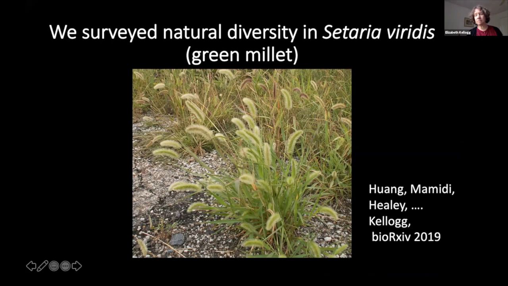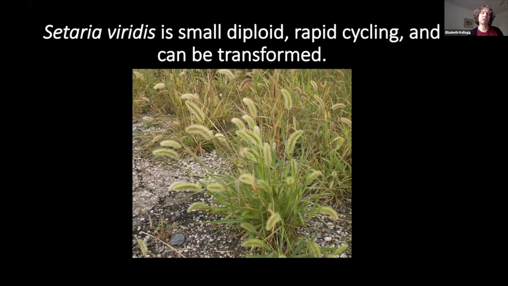And we collected it pretty widely throughout the US and got hold of some material outside of the US. It's a small diploid plant. It's been used as a model for a number of things, particularly for studies of C4 photosynthesis, because it's small, it's diploid, it's rapid cycling, it can be transformed. So quite a few labs are using this as a model.